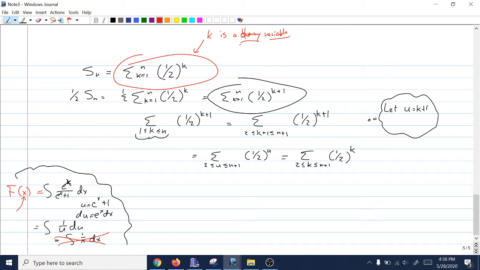If it turns out that k was 3, then you're trying to talk about the sum from 3 equals 1 to n of 1/2 to the 3, which doesn't make any sense at all. So k not only doesn't have a meaning, it can't have a meaning. If it did have a meaning, this whole expression doesn't make sense. This is what it means to be a dummy variable.